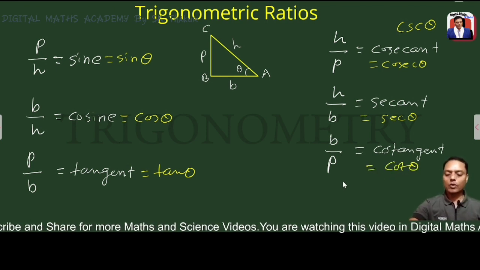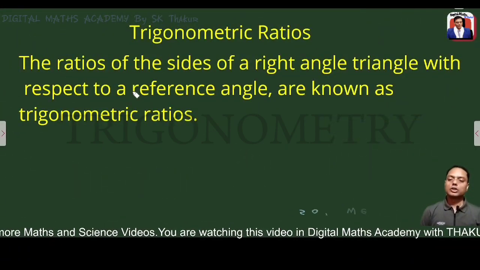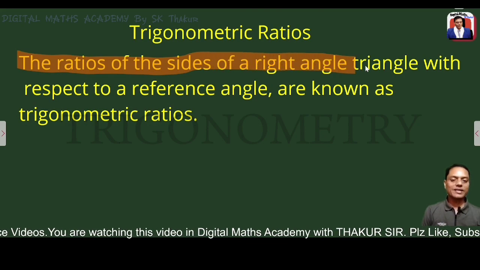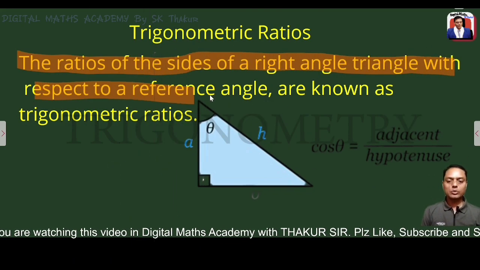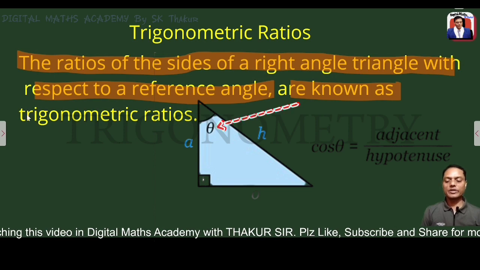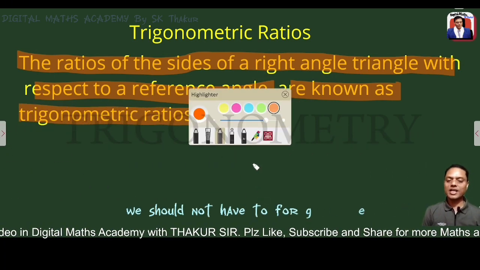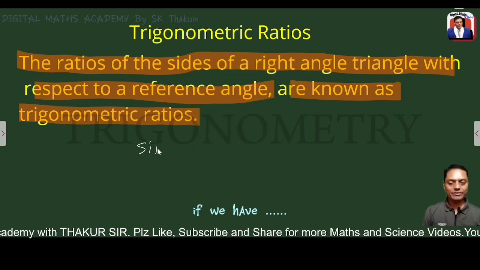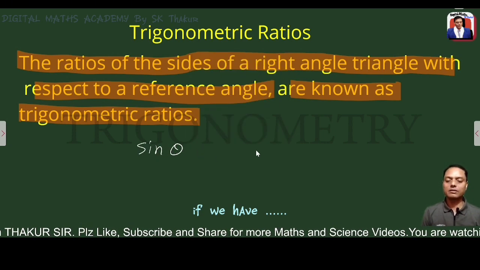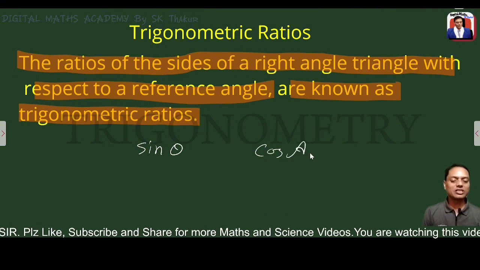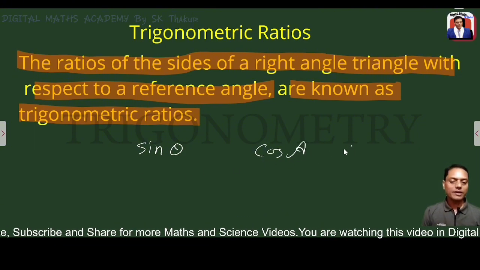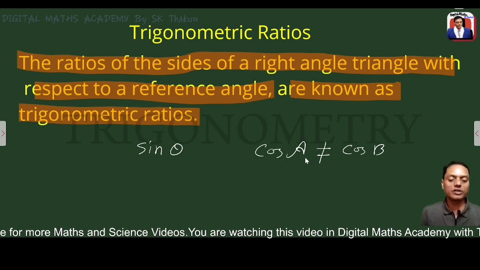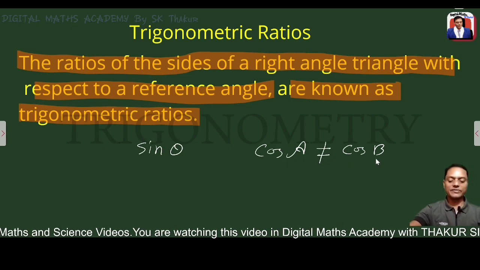Now the relation among them. We can define trigonometric ratios as the ratios of the sides of a right angle triangle with respect to a reference angle. Here we should not forget that if we have sin theta, then the reference angle is theta. If there is cos A, the reference angle is A. If the reference angles are different, then the ratios are also different. So cos A and cos B are different.